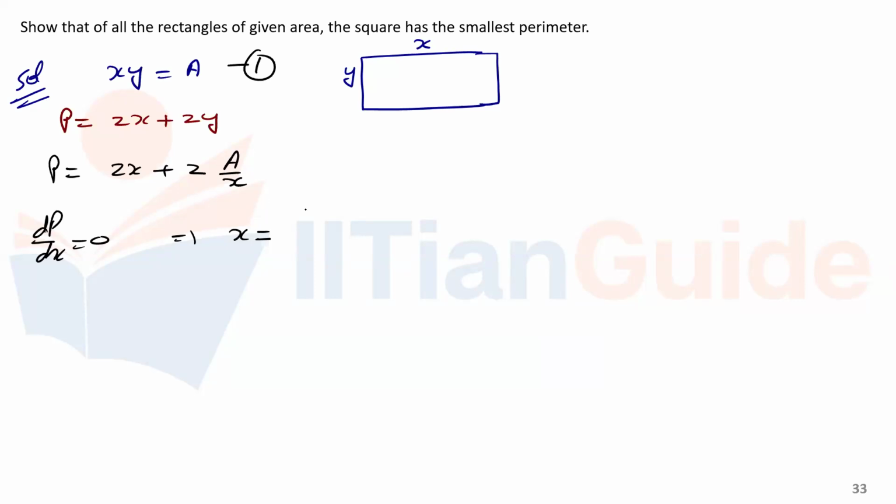I am getting x to be a by root 2. Am I right or not? No, root a. I am getting the value of x, that is root a. If I put the value of x to be root a in the equation number 1, then I will get y also to be root a. Basically, x and y or sides of the rectangle are equal. So I have got a result that x and y are equal, or it is a square. Clear? जल्दी बोलिए.